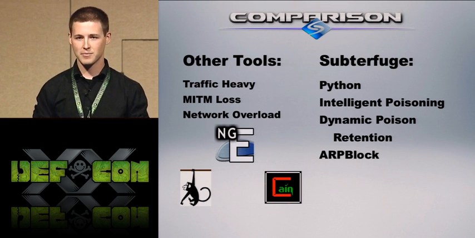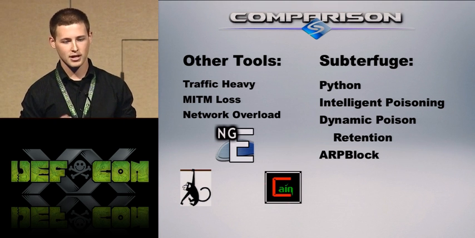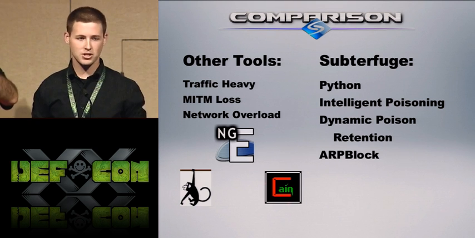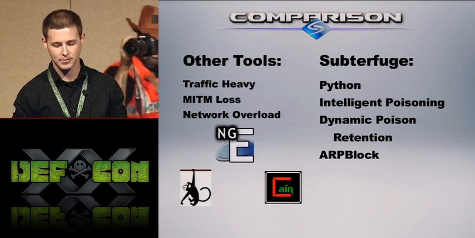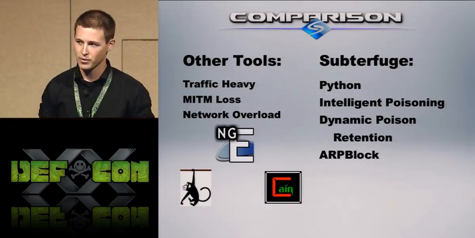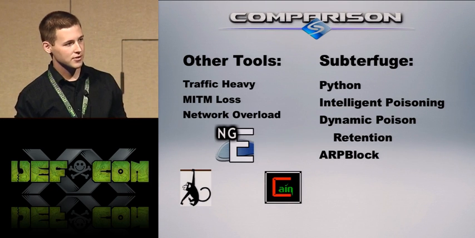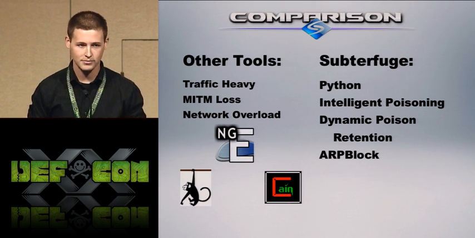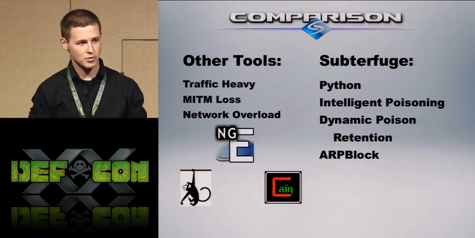The other thing is there's some unacceptable periods of MITM loss, where just due to basic traffic, clients will lose that man-in-the-middle position and the attacker will not be able to do anything. And in general, a lot of these tools, after running for even a short period of time, can just completely overload the network and make it crash. And that completely goes away from your stealth and transparency, because obviously no internet, they're going to start complaining. So Subterfuge, Python, it's open source.